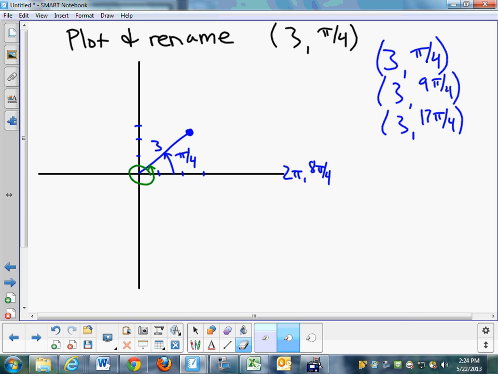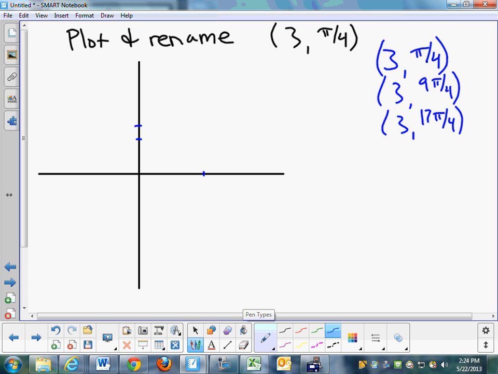So create another one. I'm going to end up at the exact same spot. I'm going to take a different approach than I did the previous hour. I'm going to go like this. Three and negative 7 pi over 4. I'm going to end up at the same spot. Watch.